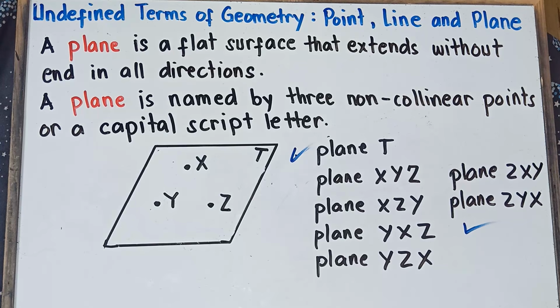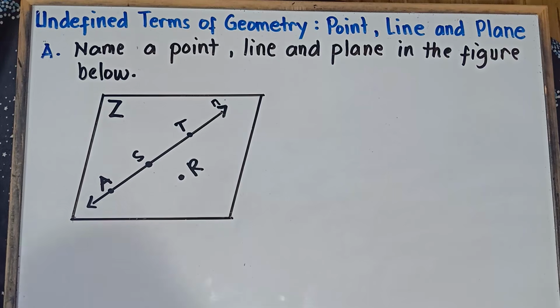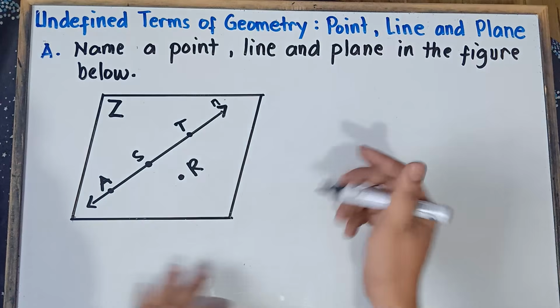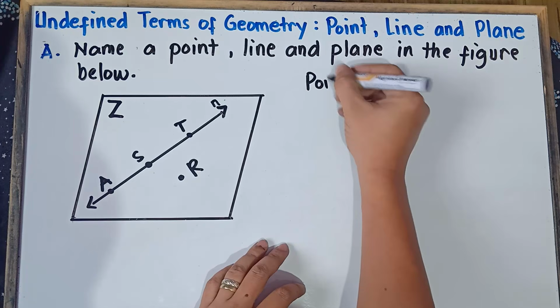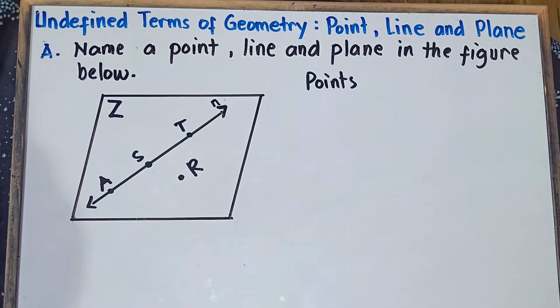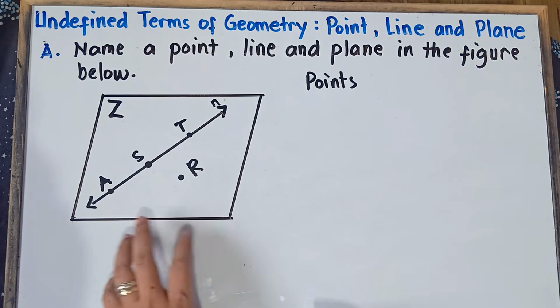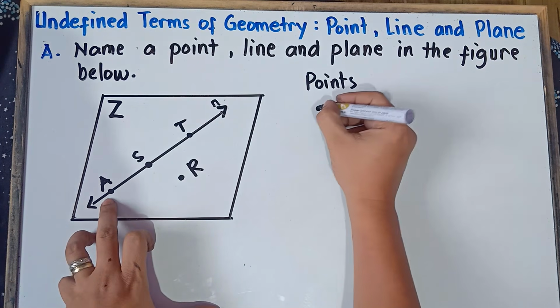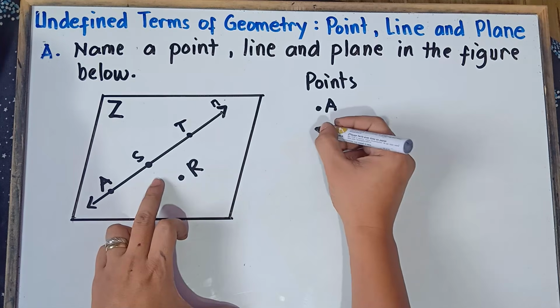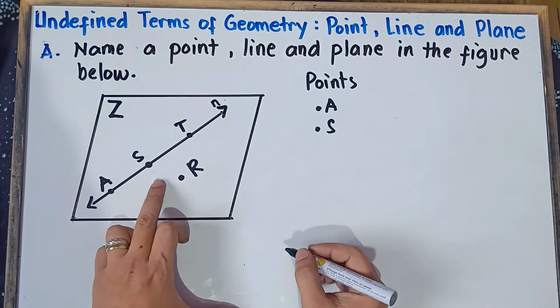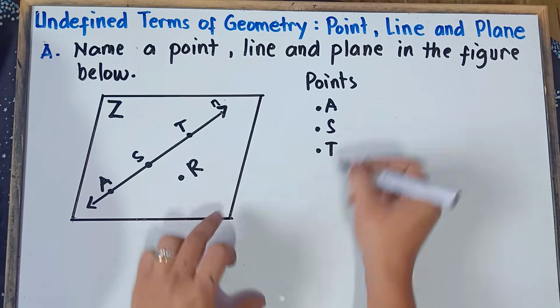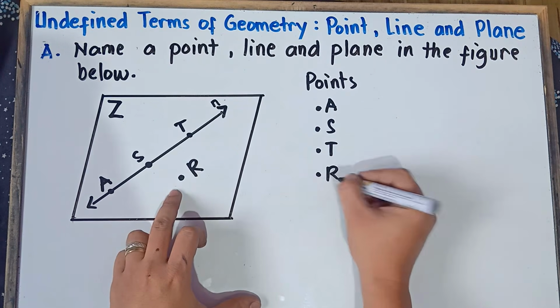So let's proceed now with our activity. Letter A, name a point, line, and plane in the figure below. So this is our illustration. Let's start with points. What are the following points, class? That's correct. We have point A, and then we have point S. We have point T, and then we have point R.